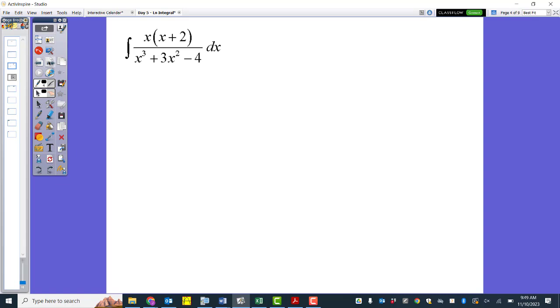Sometimes you're going to have something really ugly and massive like this, and it's going to be hard to identify what your du is. So let's take our u. We got x cubed plus 3x squared minus 4. So our du would be 3x squared plus 6x dx. So if we multiply this in, we have x squared plus 2x, which means we almost have our du there. We just need to multiply it by 3.